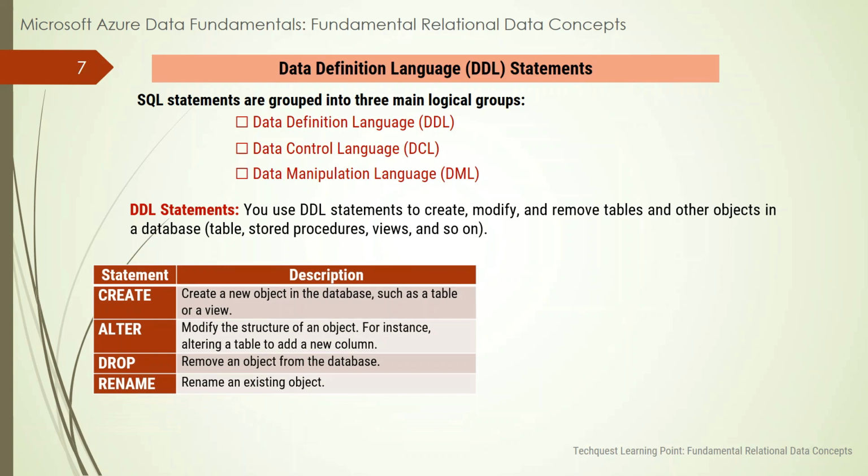The most common DDL statements are: Create, which creates a new object in the database such as a table or a view. Alter, which modifies the structure of an object, for instance altering a table to add a new column. Drop, which removes an object from the database. Rename, which renames an existing object.